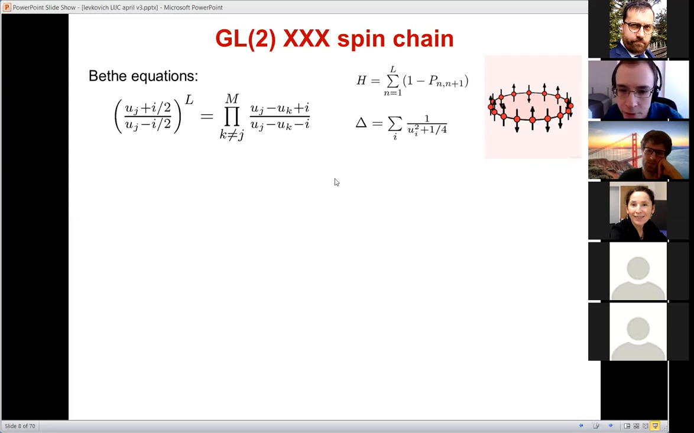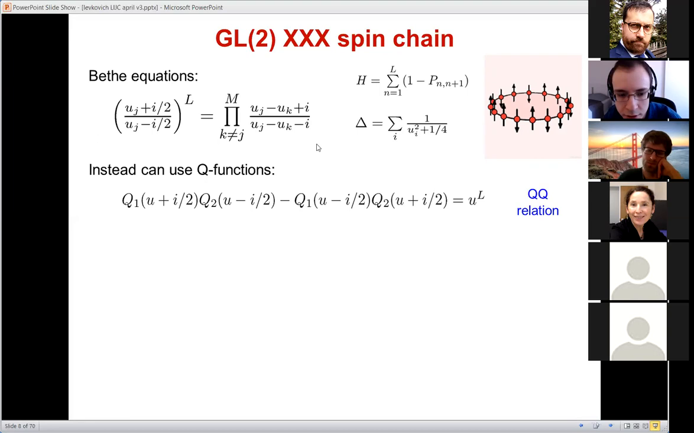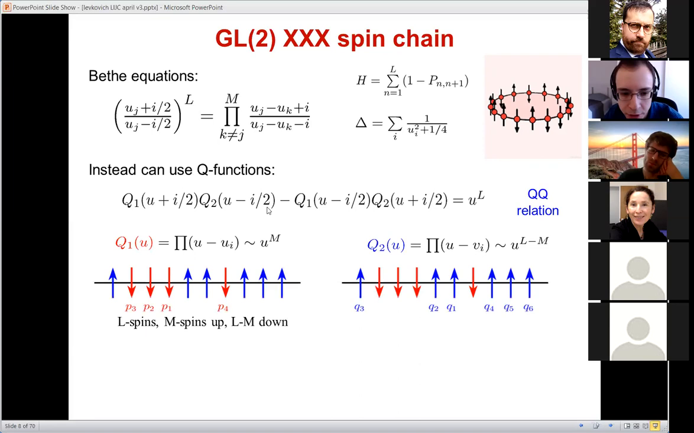But that's only one way to present the solution, and in fact, it's not the way which generalizes to super Yang-Mills. The way which does is an alternative description in terms of Q functions. These are polynomials; we introduce one of them, Q1 of u, which is the polynomial whose roots are located at the Bethe roots.